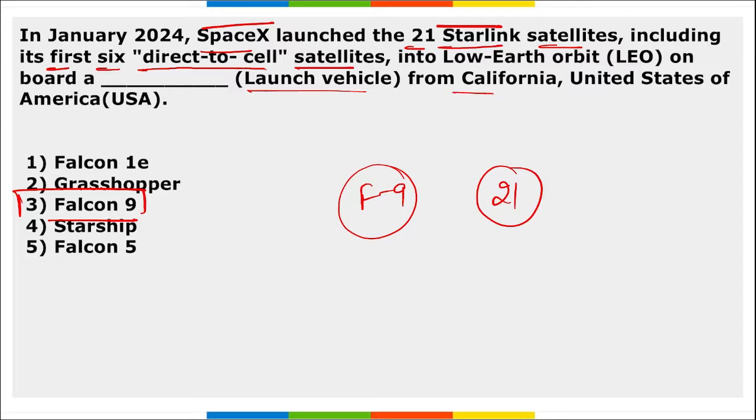And these direct to cell satellites aim to provide seamless global access to text, call, and browse across all the terrain, even in the location where the networks are rare. Correct? Because this is through the satellite, and satellite internet will be provided.